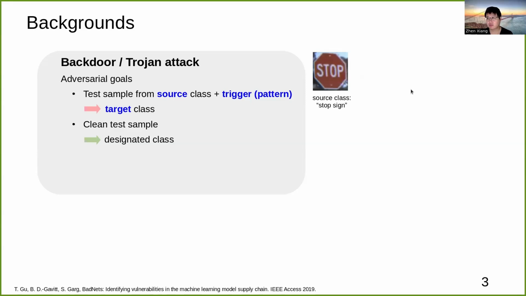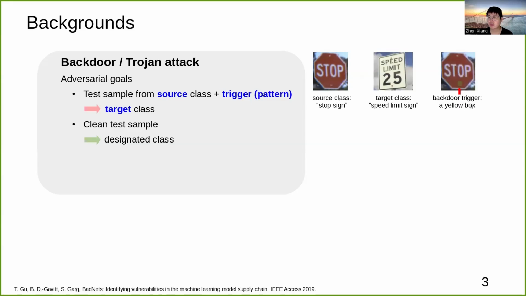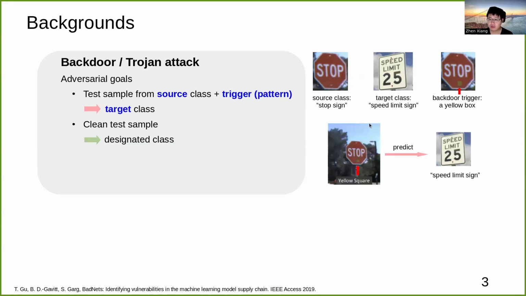Here we consider an example of an image classifier designed to recognize different traffic signs. The source class can be stop sign, the target class can be speed limit sign, and the backdoor trigger can be a yellow box that can be physically implemented, for example, using a yellow sticker. And the first adversarial goal basically says, if there's a yellow square on the stop sign, then misclassify it to the speed limit sign. And this can be catastrophic. For example, for applications like autonomous driving, a backdoor attack like this will possibly lead to a traffic accident.